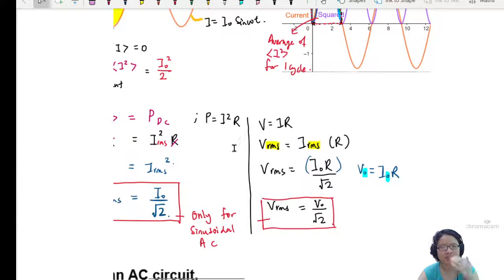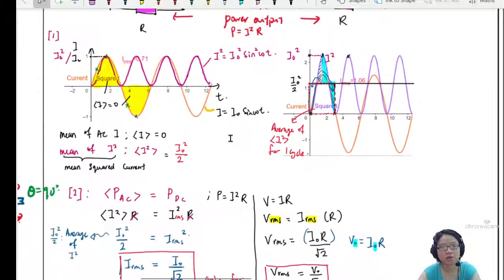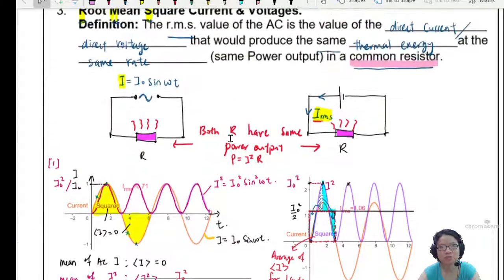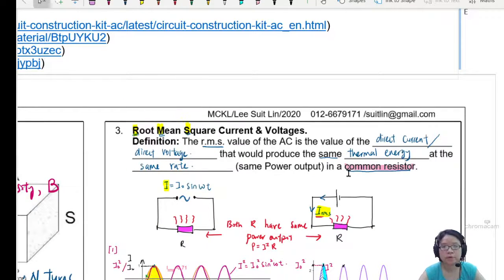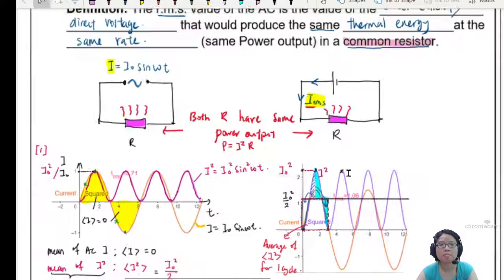And the second thing that you learn is that in order to define that root mean square value, we have to use this definition. The RMS value of AC is the value of direct current or direct voltage that will produce the same thermal energy or heating effect in a common resistor. So they need to have the same power output.